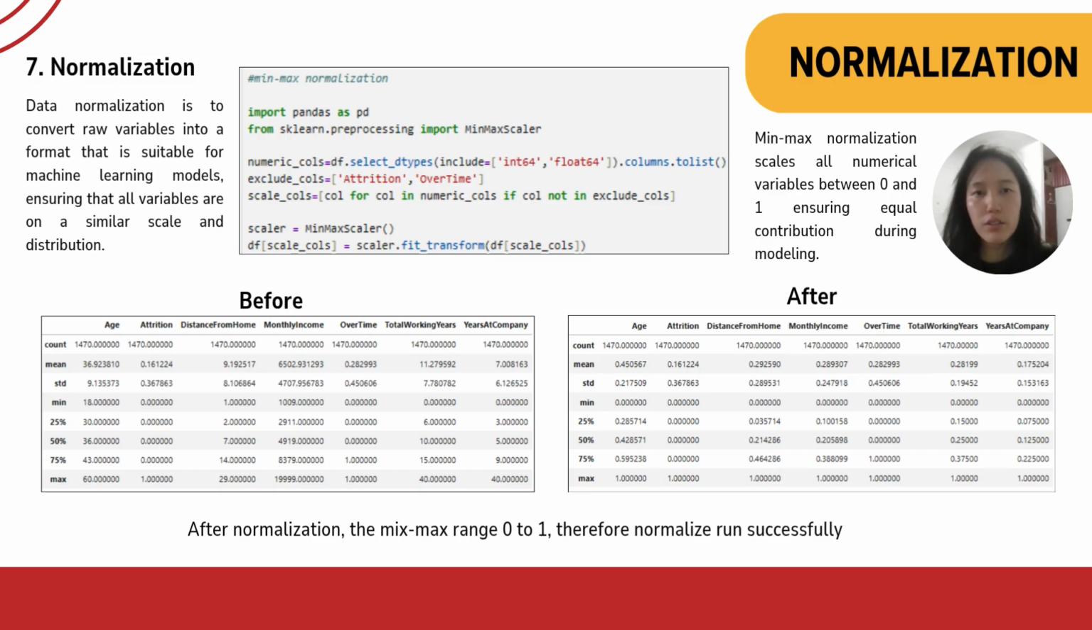We also do normalization with min-max normalization to scale all the numerical variables between 0 and 1, ensuring equal contribution during modeling. You can see the result before and after here, where the minimum and maximum show 0 to 1. Therefore, this shows the normalization ran successfully.